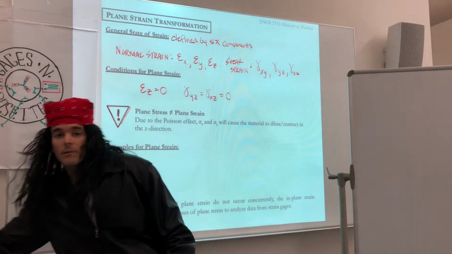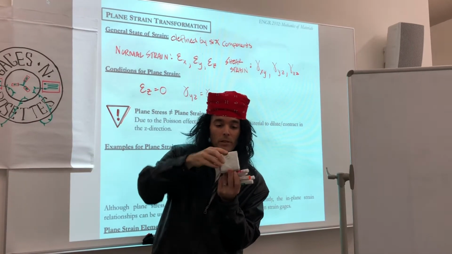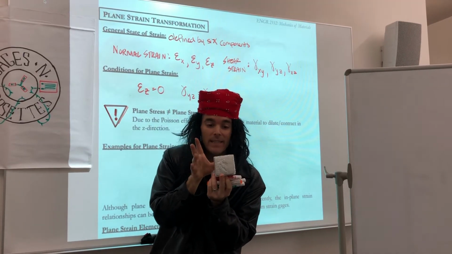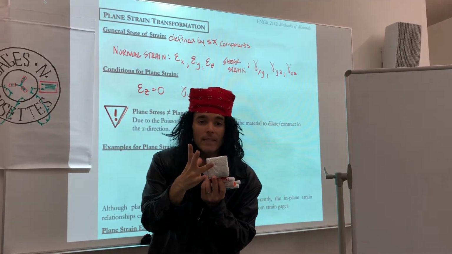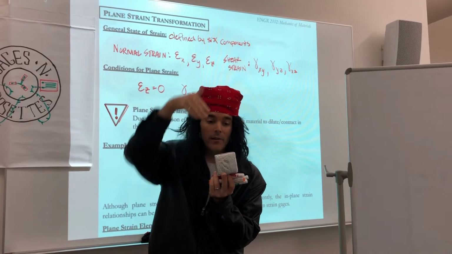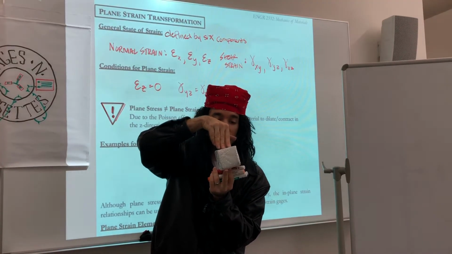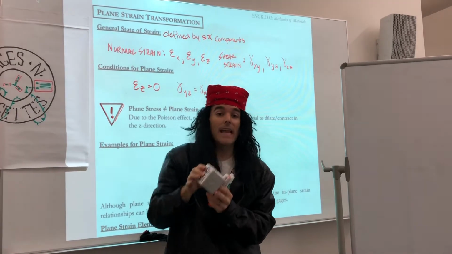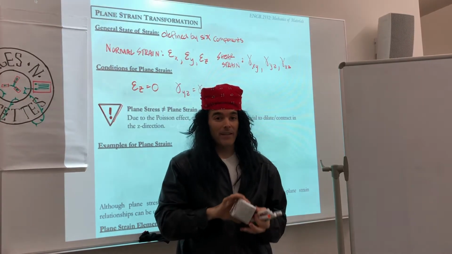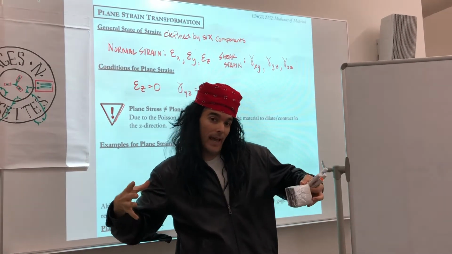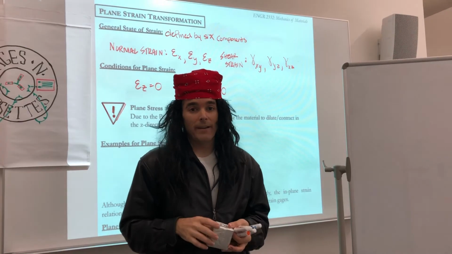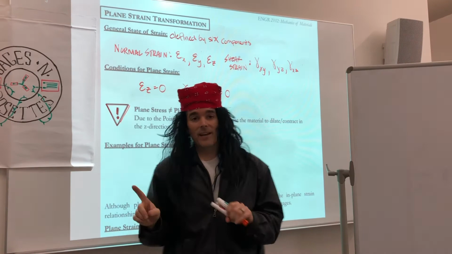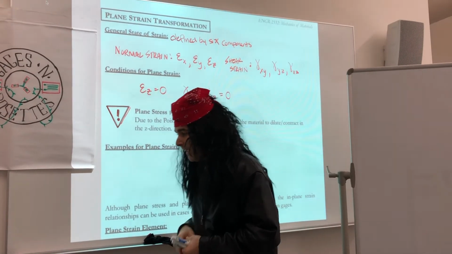I want you to think back to our Jello cube, right? When we push down on our Jello cube in the y direction, we get expansion in the x direction, but we also get expansion in the z direction. Okay, so even though this is an example of plane stress, because I only have a stress in one direction, in the y direction, it is not plane strain because I have some sort of epsilon y, epsilon x, epsilon z due to that Poisson effect. So, just want to caution you, plane stress and plane strain, not the same thing.